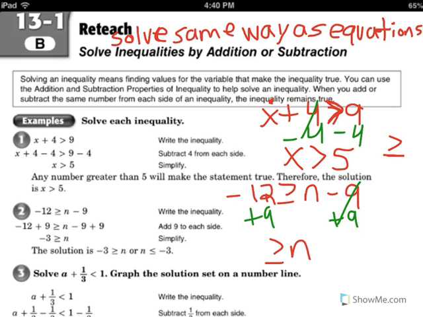Now, negative 12 plus 9. You got to use your negative skills. Negative 12 plus 9, that means you're starting in the negatives. You're adding, so you're going to the right, which means you're heading towards 0. You're not going to make it to 0. You're still going to be in the negatives. So you're going to be left at negative 3.